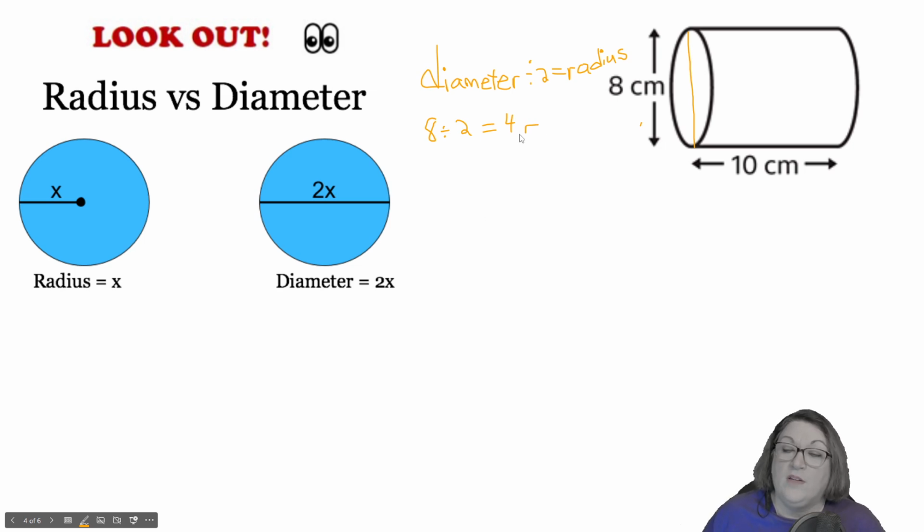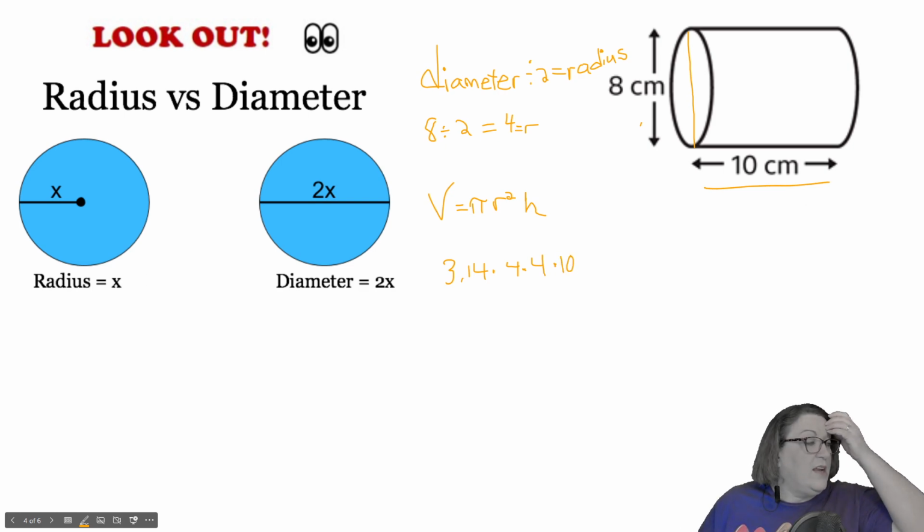So if you put equals R. So here's the formula again. It's pi times the radius squared times the height, right? And so we're going to fill that in. 3.14 times the radius, which in this case is 4, squared would be 4 times 4, times the height. And the height in this case is 10, the distance between the two circles.